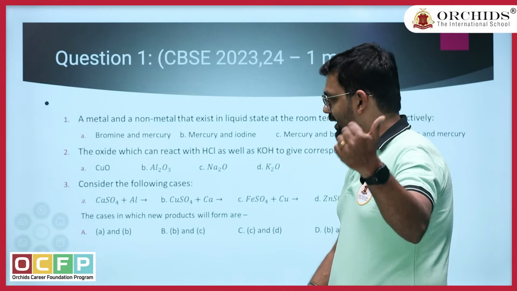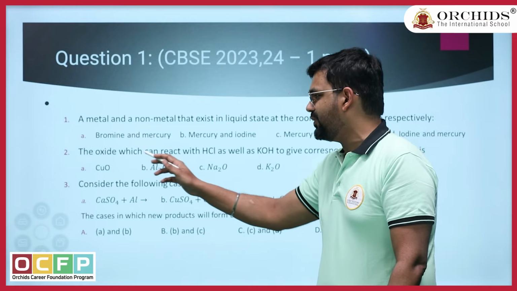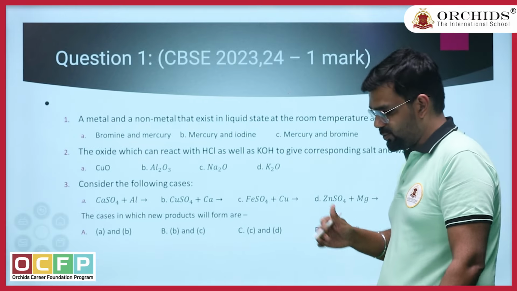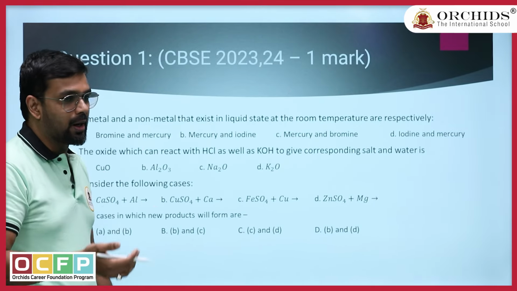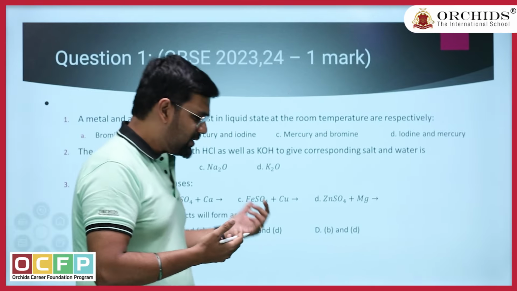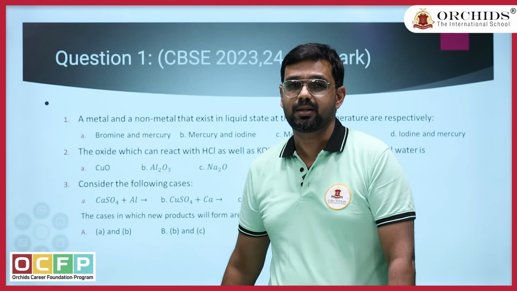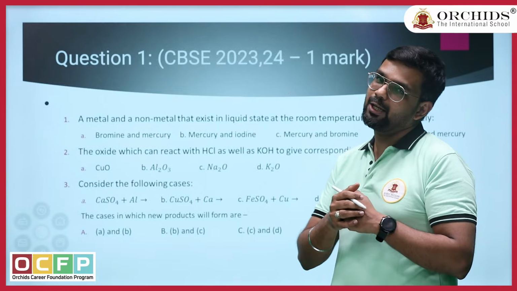So if you have got it correct, well and very good. So let's move to the second question. The second question: the oxide which can react with HCl as well as KOH, which is potassium hydroxide, to give corresponding salts and water. So what is that oxide which reacts both with acids and metal hydroxides? Basically these are called amphoteric oxides.